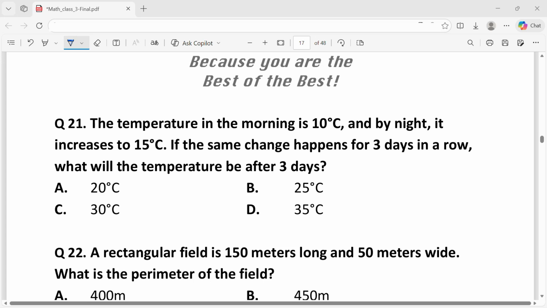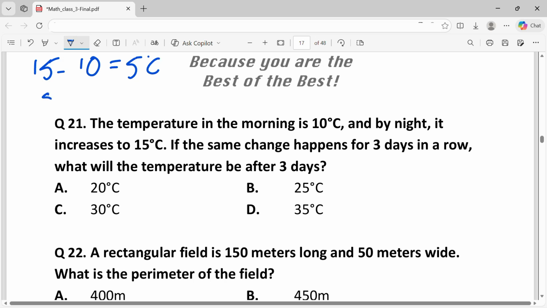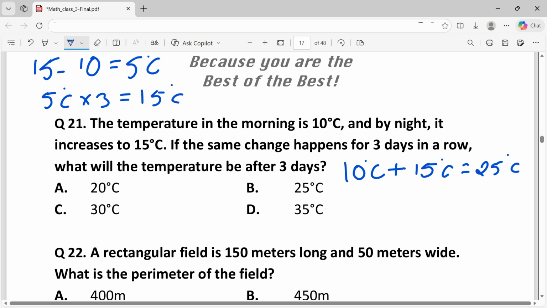Calculating the daily temperature change: the increase minus the initial is 5 degrees Celsius. Given that the temperature changes for 3 days in a row, that will be 5 degrees Celsius times 3, which is equal to 15 degrees Celsius. So the temperature after 3 days will be the initial temperature plus the increase in temperature, that is 15 degrees Celsius, which is equal to 25 degrees Celsius. That is option B.